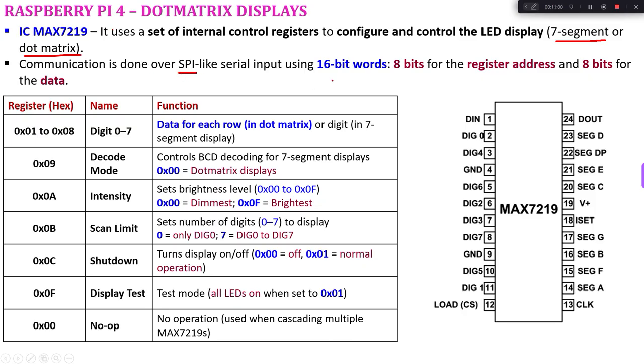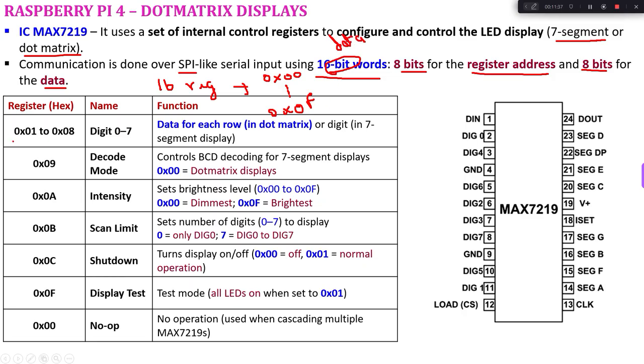We will be transmitting 16-bit words, which means 2 bytes. Out of these 2 bytes, 1 byte will be the register address and the other byte will be the data. This IC has 16 registers, with addresses starting from 0x00 and going up to 0x0F. In each address I can put data, and each has some specific functionality.